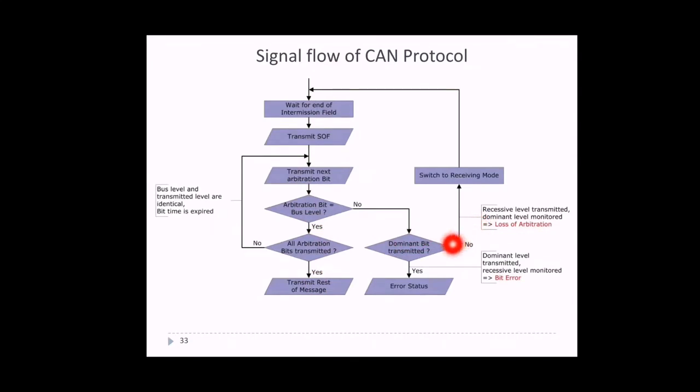So here CAN has an error handling technique. If there is any timeout, then it will try to push it again. If there is an error status, it will send the error status, like dominant level transmitted, recessive level monitored, it's a bit error. Then loss of arbitration: recessive level transmitted, dominant level monitored. So this is how the entire flow works. For each and every signal it will keep on transmitting like this. So this is the exact signal flow of the CAN protocol.